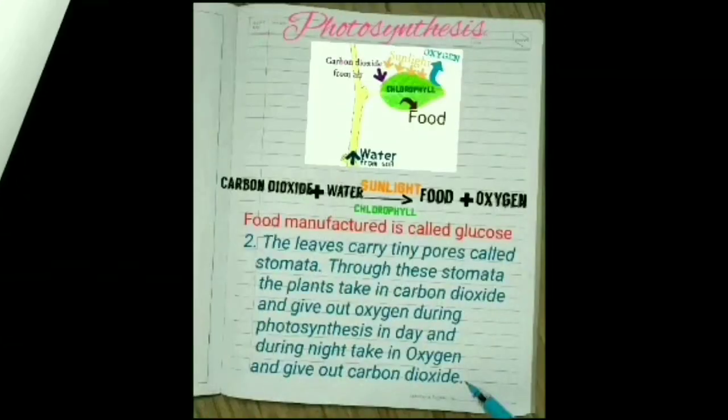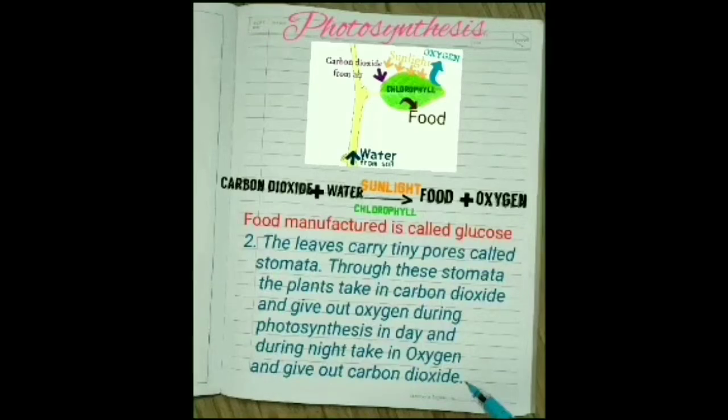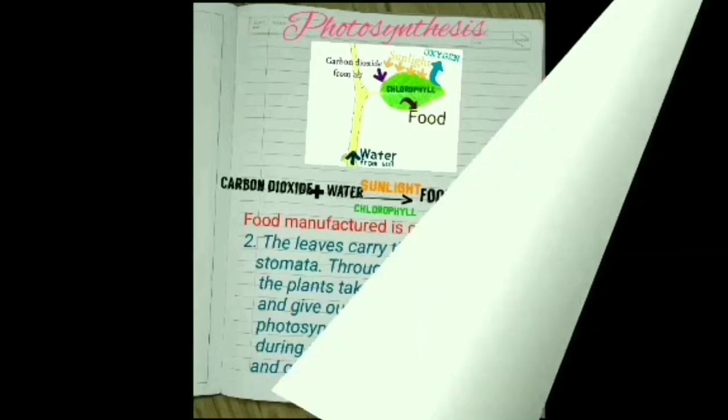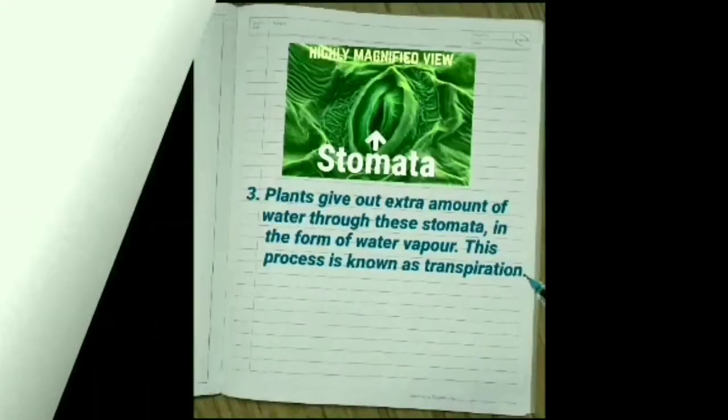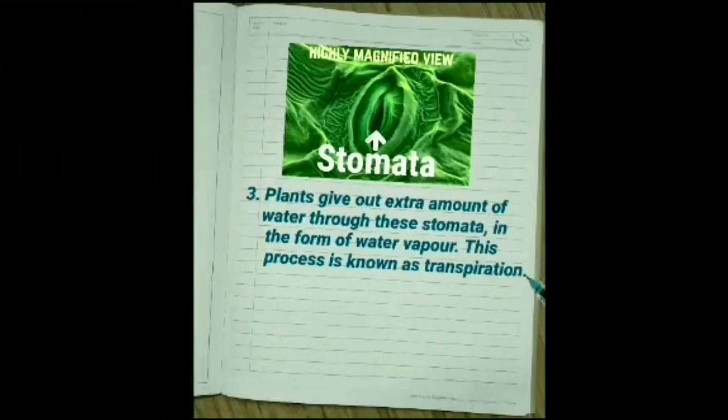Now, point number 2. The leaves carry tiny pores called stomata. Through these stomata, the plants take in carbon dioxide and give out oxygen during photosynthesis in the day, and during night take in oxygen and give out carbon dioxide. Now, you can see the picture of the stomata.